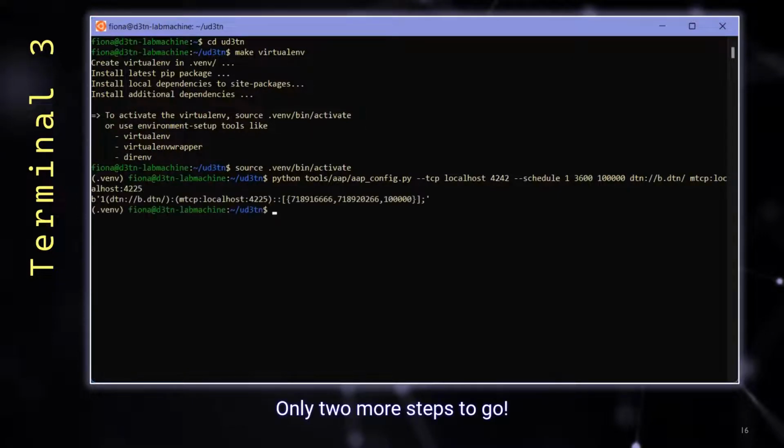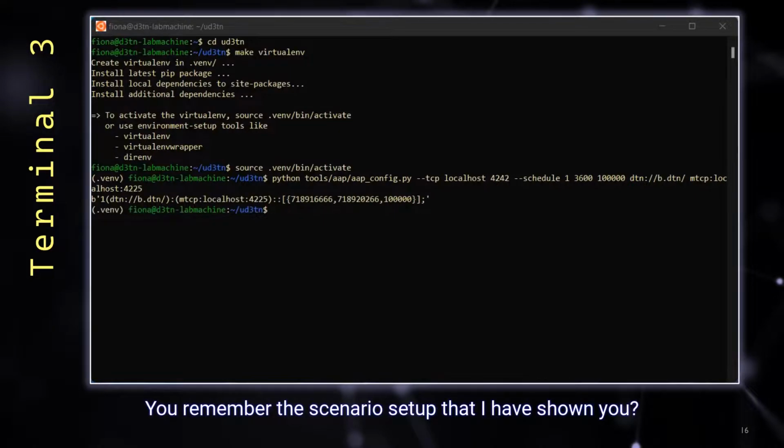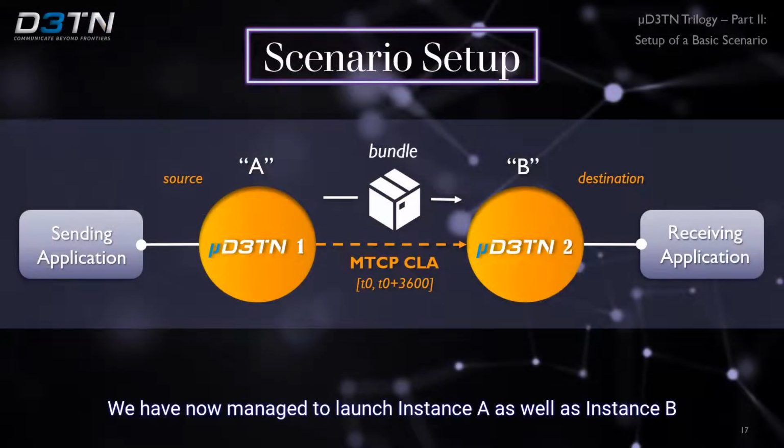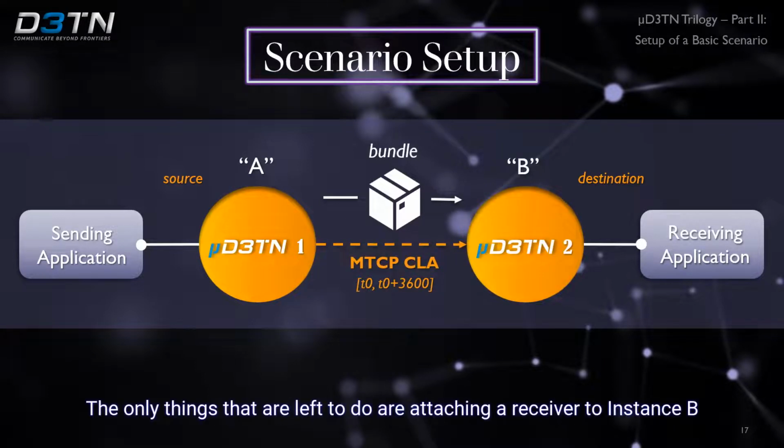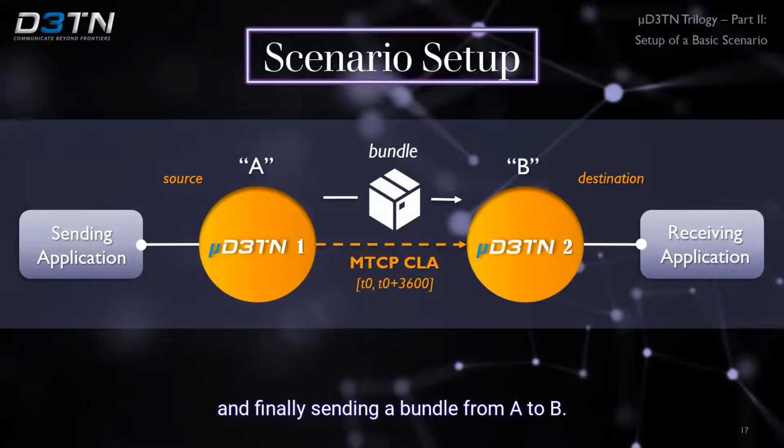Only 2 more steps to go. You remember the scenario setup that I have shown you? We have now managed to launch instance A as well as instance B and to configure a contact between those two. The only things that are left to do are attaching a receiver to instance B and finally sending a bundle from A to B.